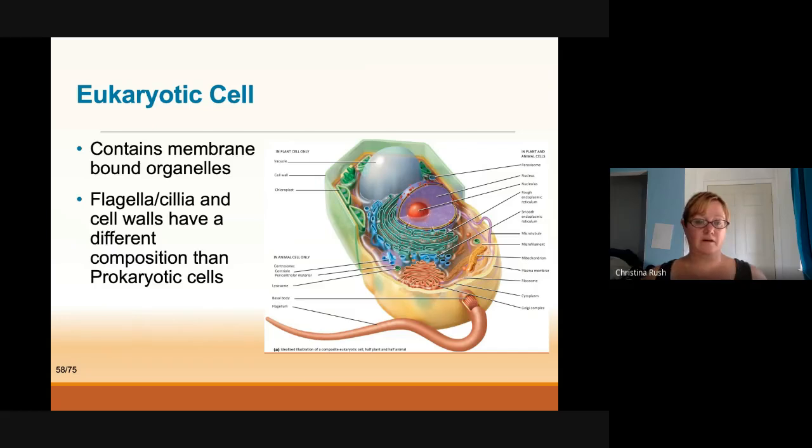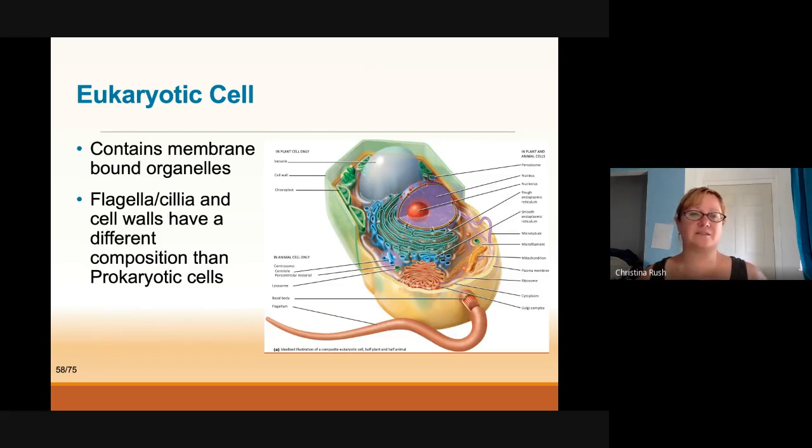All right, moving on. We are checking the time here. We can do this. We're moving on to the eukaryotic cell. This is a really fun picture of a eukaryotic cell where we have half plant, half animal cell. Those don't exist in nature. It's just a picture so that you can see all the different organelles.